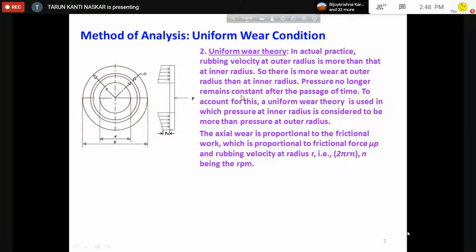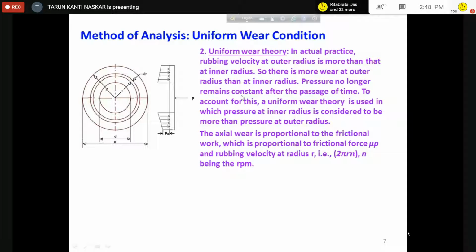So to account for this, uniform wear theory is considered. That means pressure at inner radius is considered to be more than pressure at outer radius, because the outer radius is already worn out. Okay, so pressure at the inner radius is more. Now the axial wear is proportional to the frictional work. Wear is proportional to the frictional work. You will accept this point.